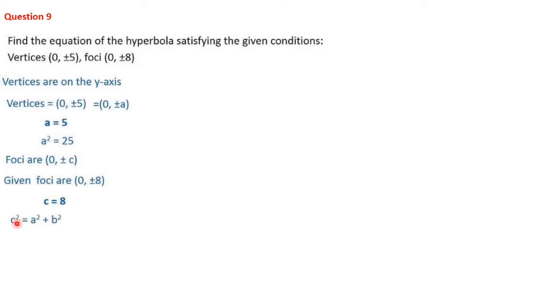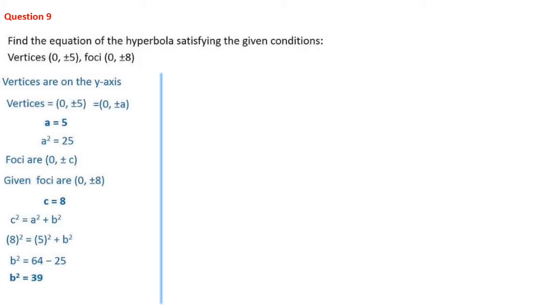By using the formula c square equals a square plus b square. That is, c is 8, so 8 square equals a square, that is 5 square, plus b square. Then b square equals 8 square, which is 64, minus 25. So 64 minus 25 is 39. So b square is equal to 39. We have everything. Now we can write.